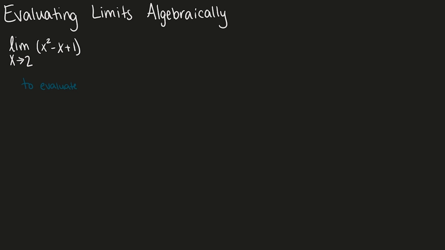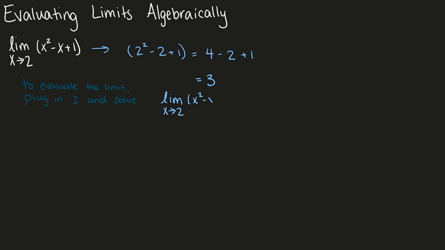To evaluate this limit, we want to plug in the value, in this case, which is 2, and solve. So this becomes 2 squared minus 2 plus 1, which is 4 minus 2 plus 1, or 3. So that means the limit as x approaches 2 of x squared minus x plus 1 is equal to 3.